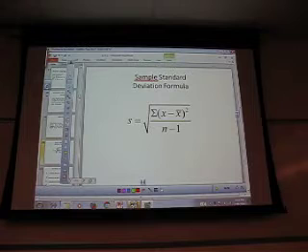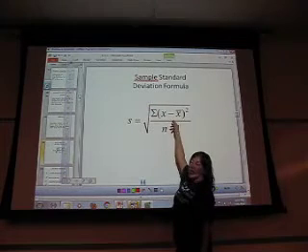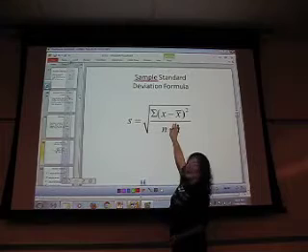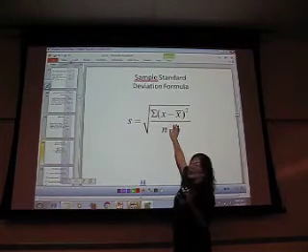Remember, if it's for a population, we took every x value, figured out how far it was from the mean, and then we squared those, and then we averaged them: we add them up and divide by n, how many there were. Do you guys remember that? But that's for a population.